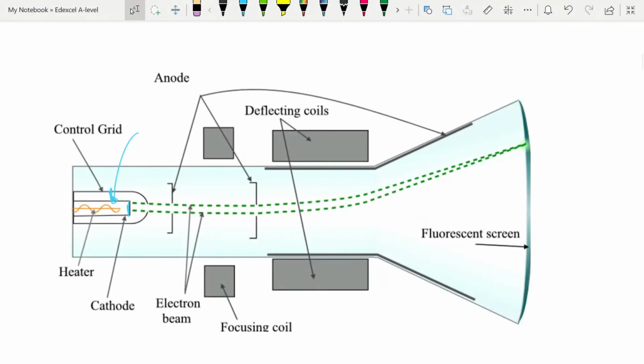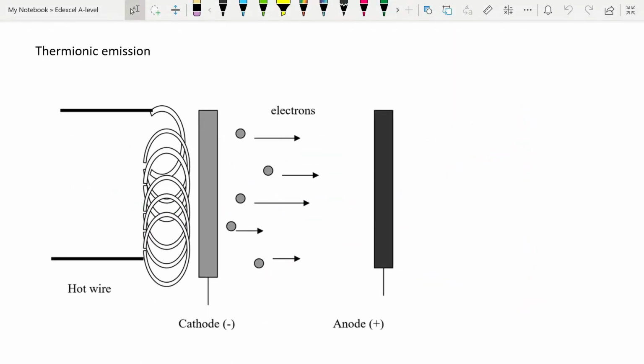And he did that using a piece of equipment something like this. Now, we don't need to know the details about this for this purpose. You can see here the important parts. There's a heater and there's a cathode. And this is the principle of thermionic emission. This little diagram shows you thermionic emission at work.